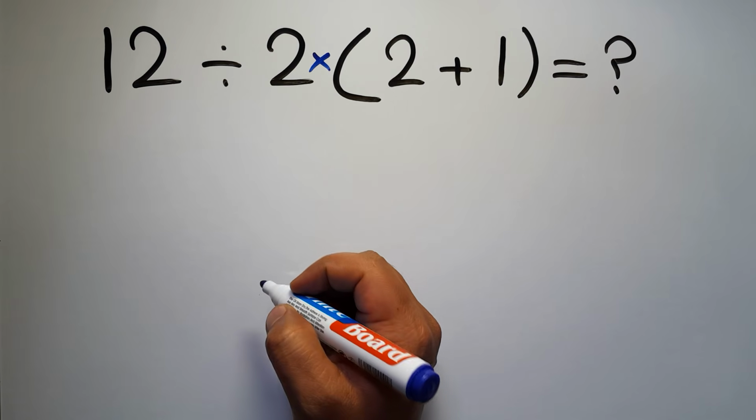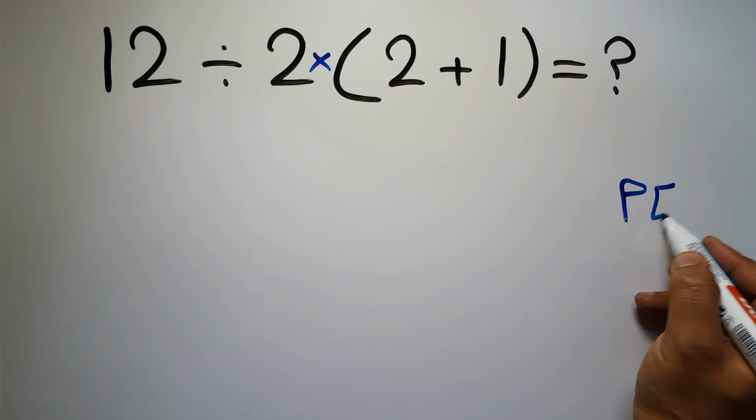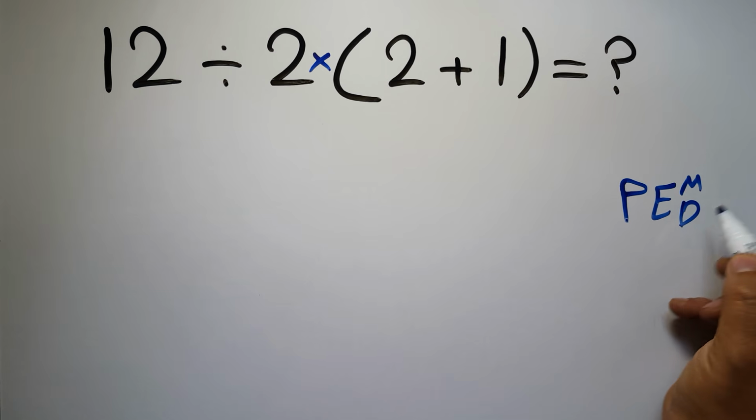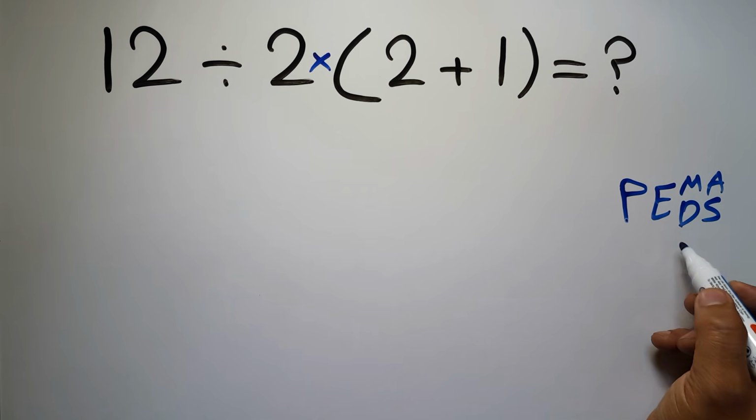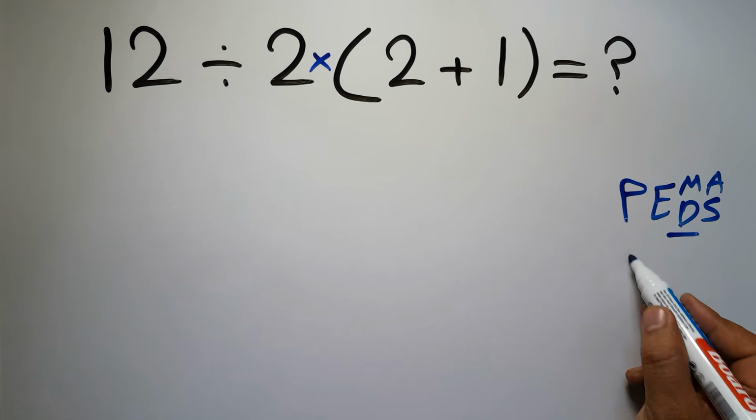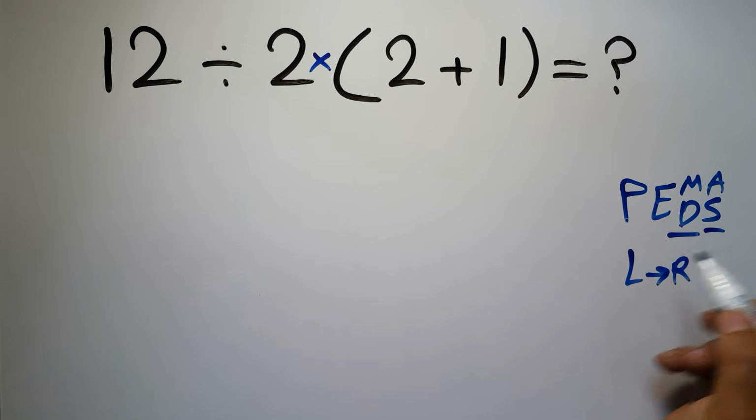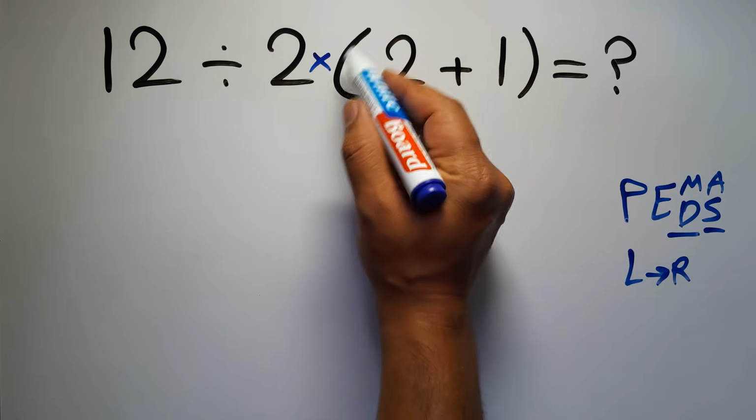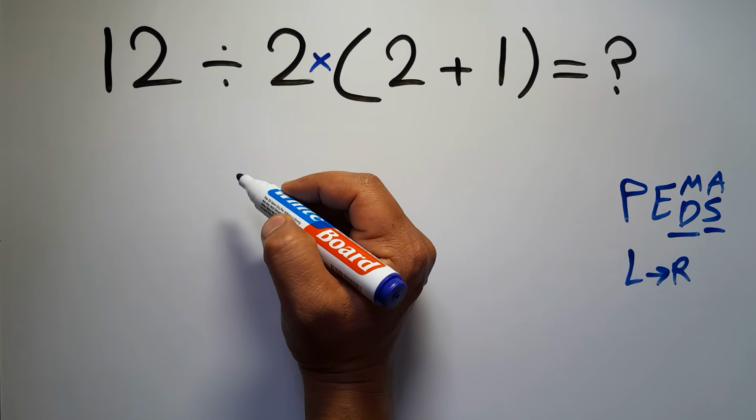Okay? So according to the order of operations, first we have to do parentheses, then exponents, then multiplication or division, and finally addition or subtraction. Remember that multiplication and division have equal priority and we have to work from left to right. And the same applies to addition and subtraction. So here first we have to do this parentheses, then this division, and finally this multiplication.